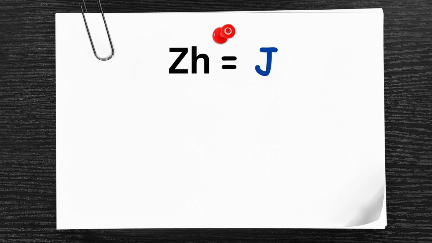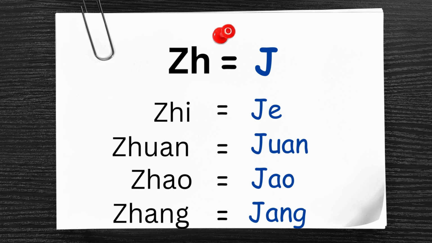The letters Z and H: you need to make a sound like the letter J. Here it is, J, J. But in some places, this is also said with a cha sound. This is how these words are pronounced: ji, zhuang, zhao, zhang. The sound of Z and H is pronounced like the letter J.